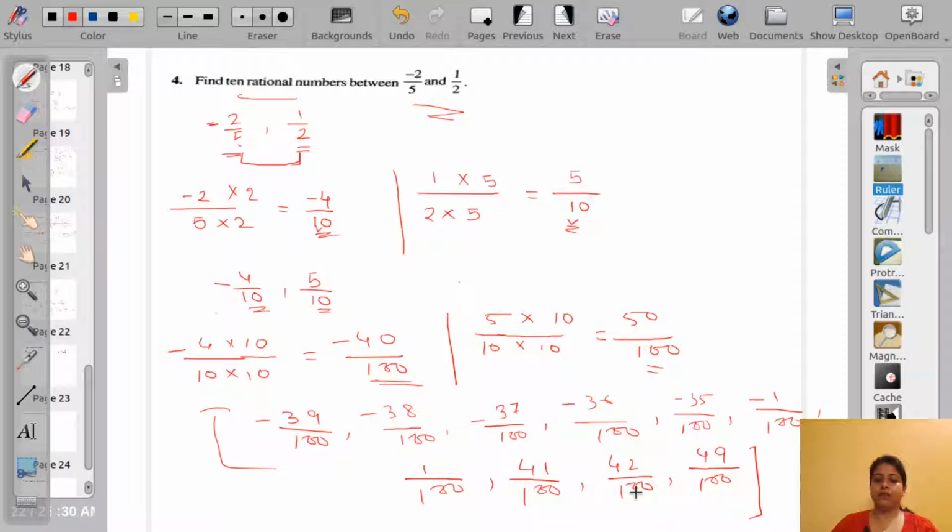You can choose other numbers also. I have not written all the numbers. There are many numbers left between minus 40 by 100 and 50 by 100. We have written only 10 as our question asks. I think this is clear to you. Now let us move to the next question.